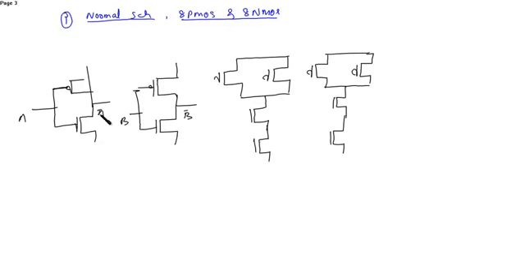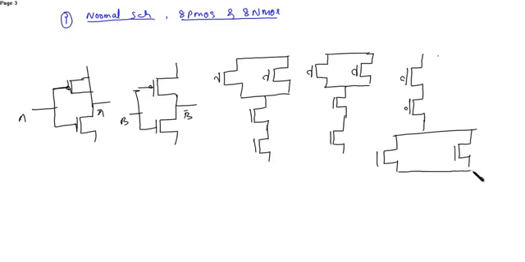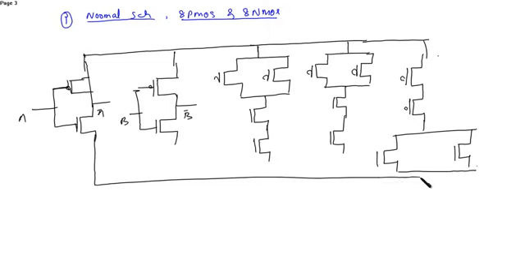And A. We need an OR circuit where the PMOS is in series and the NMOS is in parallel, where all these are connected to VDD and all these are connected to ground, and this is VDD.